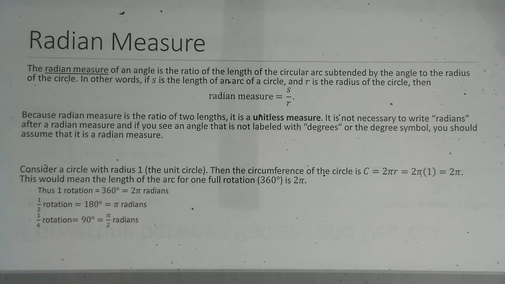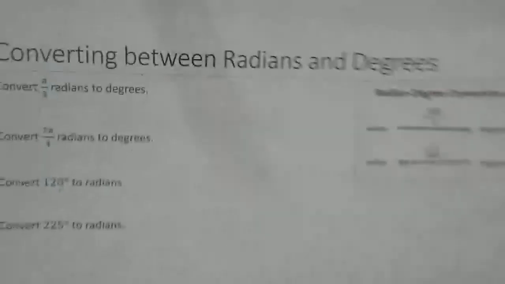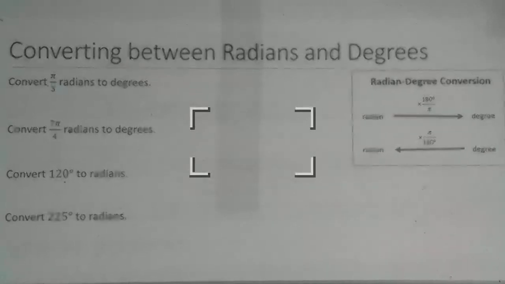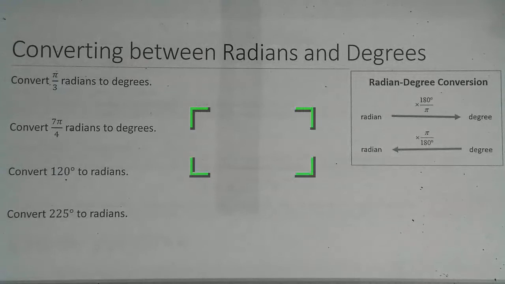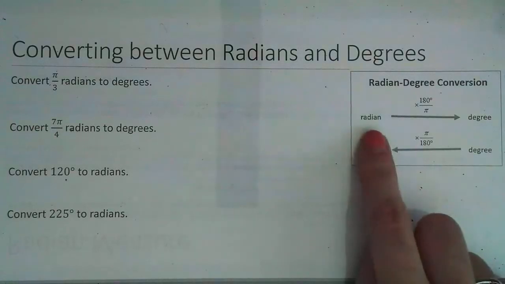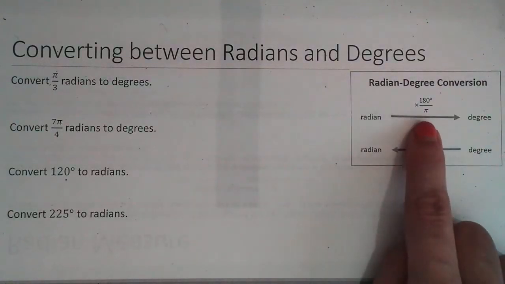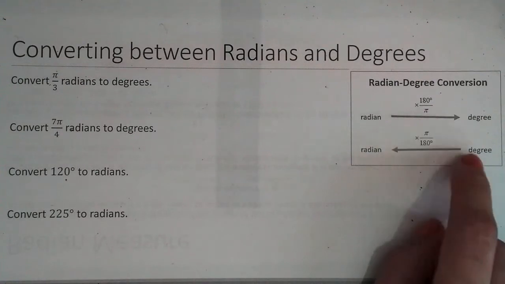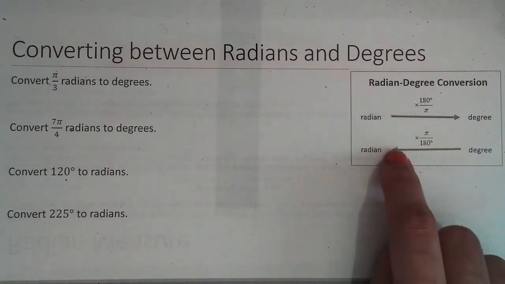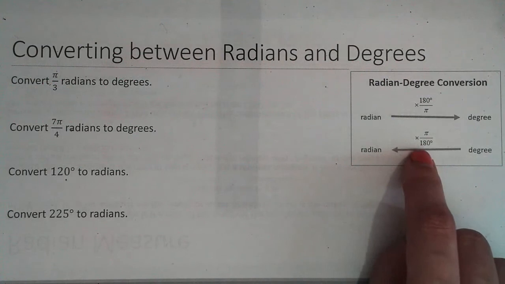Now, we're not going to assume that you can have this down and know what all these radian measures are in your head. So we're going to practice converting back and forth. We're going to start with some radian measures and convert them to degrees, and then vice versa. If you're starting with radians and you want to get to degrees, we're going to multiply by 180 degrees over pi. If you want to go from degrees to radians, we're going to multiply by the reciprocal of that, which is pi over 180.